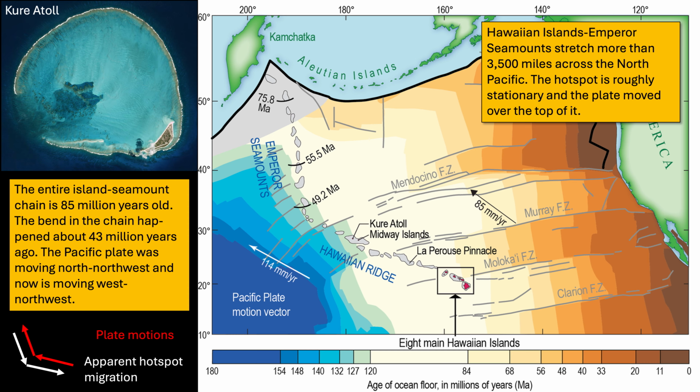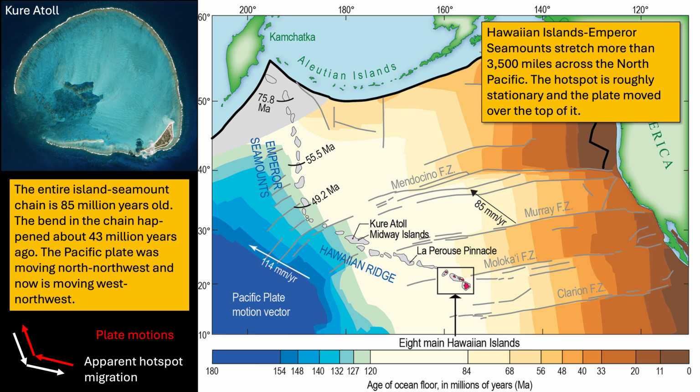The bend happened about 43 million years ago, during a time period called the Oligocene. The Pacific plate was moving to the northwest, and today it's moving to the west-northwest. So it's a more westward direction for the Pacific plate, running over the top of that hotspot. Down here I can show you the trajectories on these things.